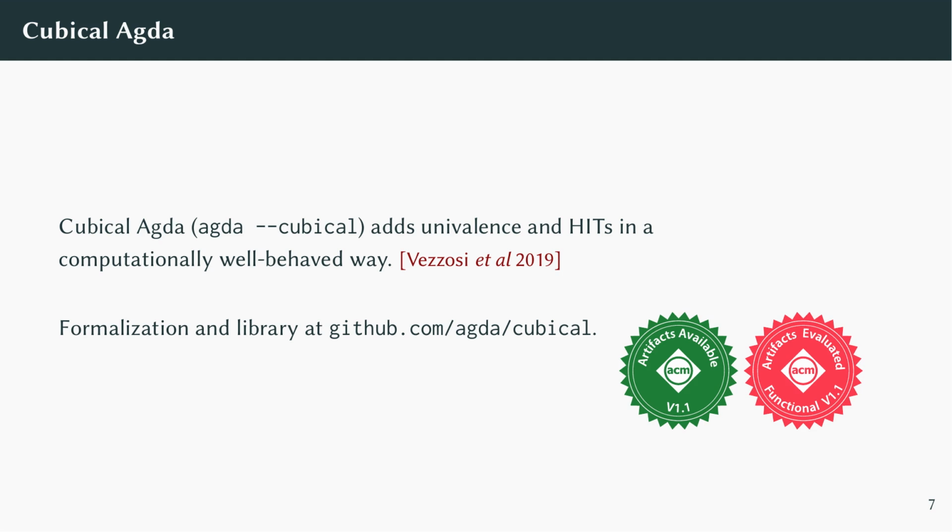So what is Cubical Agda? It's a recent extension of the Agda programming language that implements features from homotopy type theory in a computationally well-behaved way. If you want to check it out, I recommend starting with the Cubical Agda library in development on GitHub, where you can also find all the results from this paper.